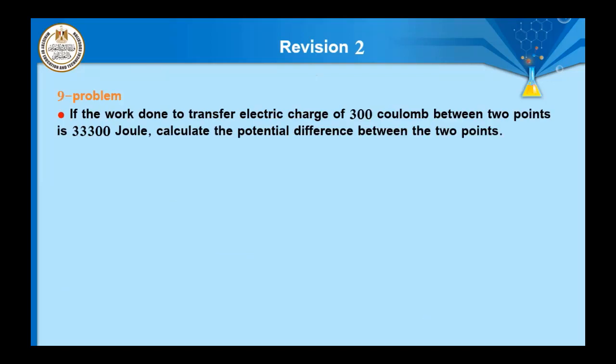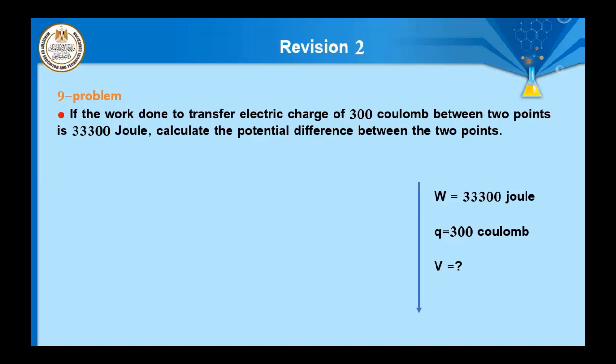Problem number nine. If the work done to transfer electric charges of 300 coulomb between two points is 33,300 joules, calculate the potential difference between the two points. First, we make a graph and write the given information. Work done equals 33,300 joules. Quantity of charge is 300 coulomb. And he asked you about potential difference, which has a question mark. This means that it is the unknown physical quantity.